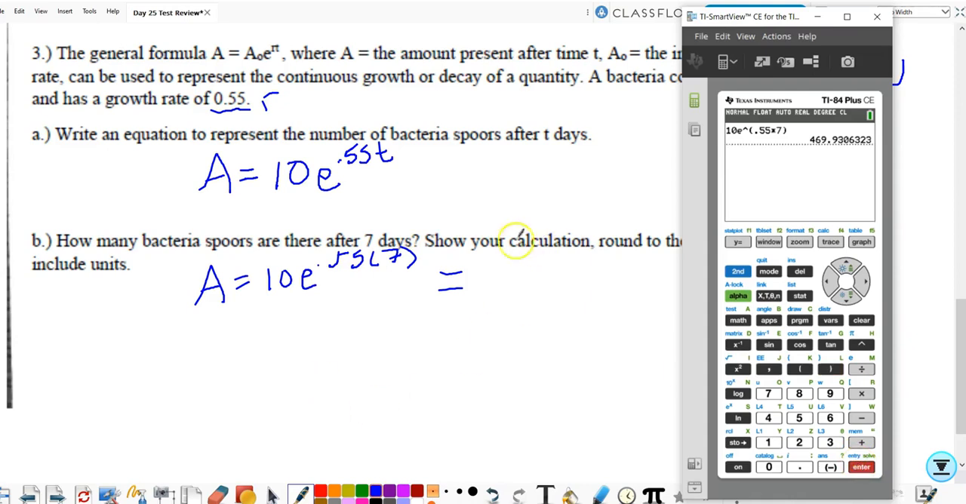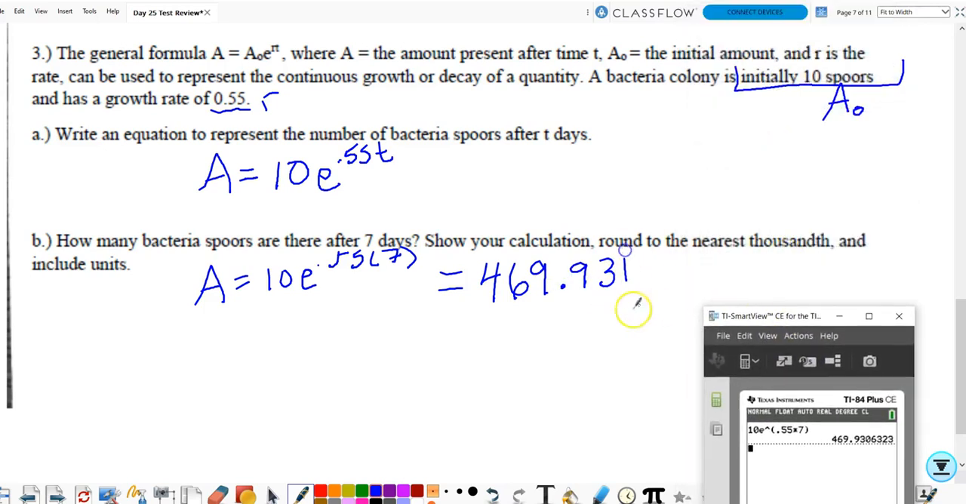And to the thousandths place, it is 469.931 spores.